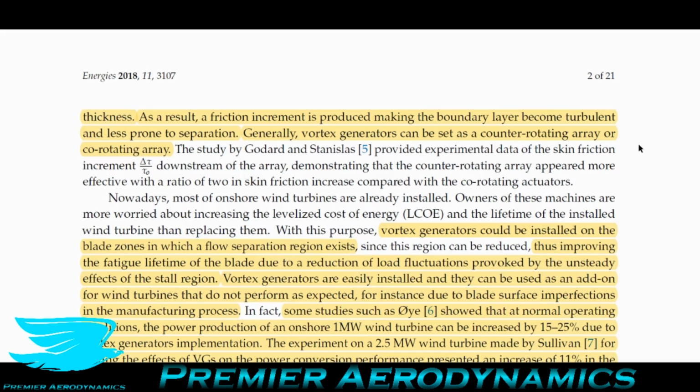But as I mentioned earlier, that's not the only drag component that does increase. Also, pressure drag often increases as well. But that can be reduced with micro vortex generators or sub-boundary layer vortex generators.